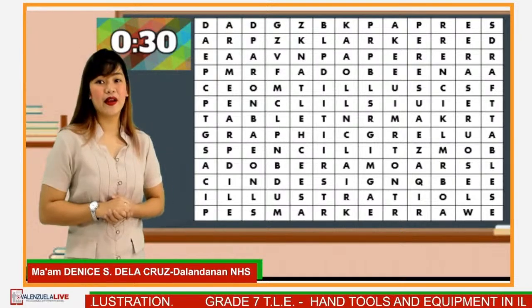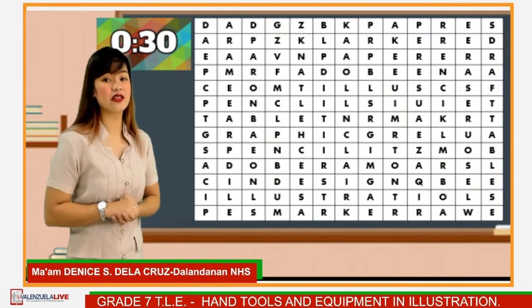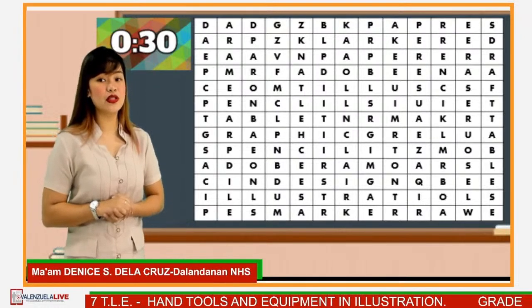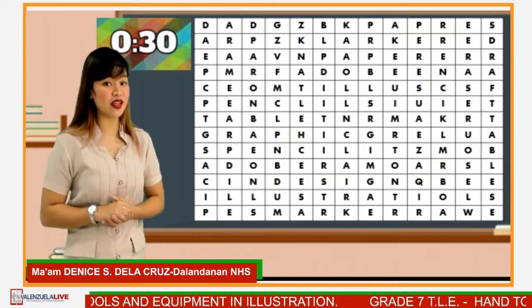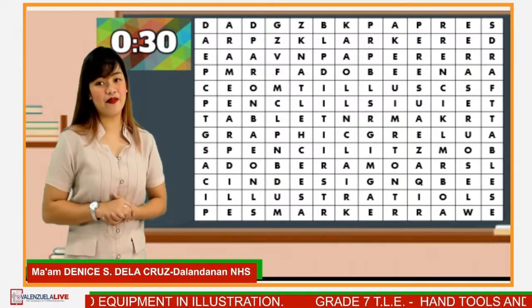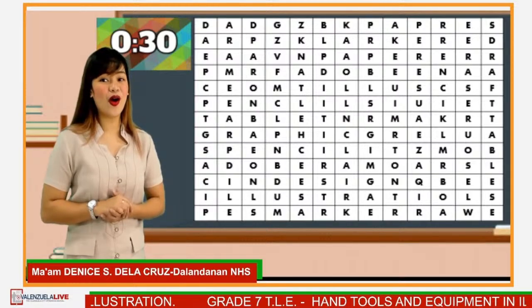Let's start. One is used to erase unnecessary lines. One is used for printing. One is used for sketching. The other one can be found diagonally. And then the other one can be found horizontally.